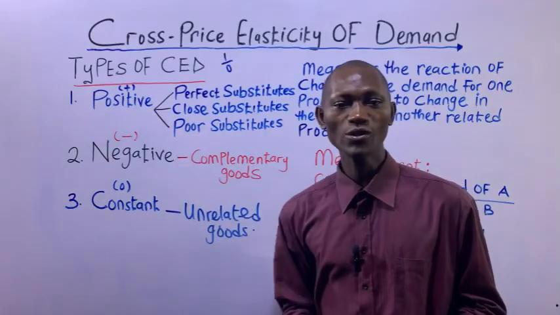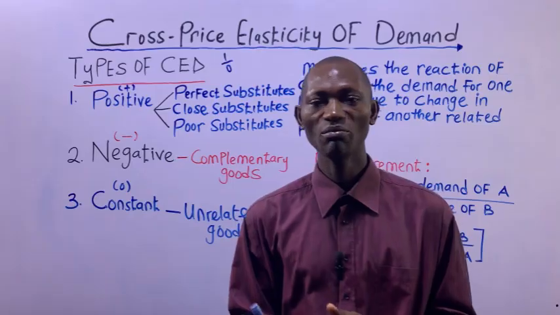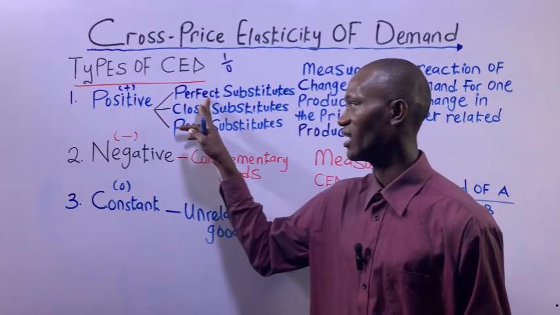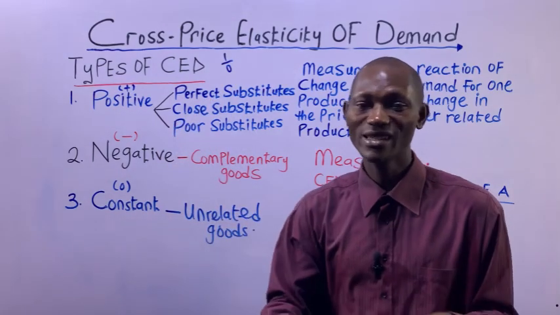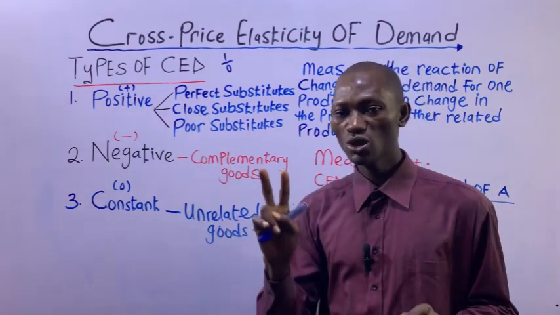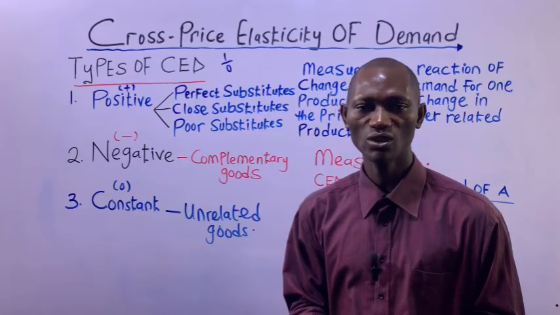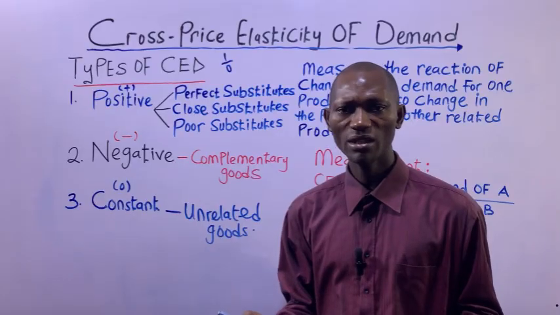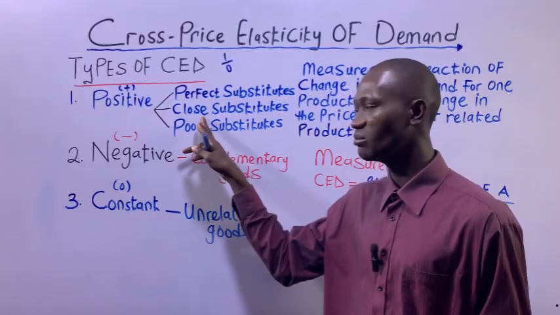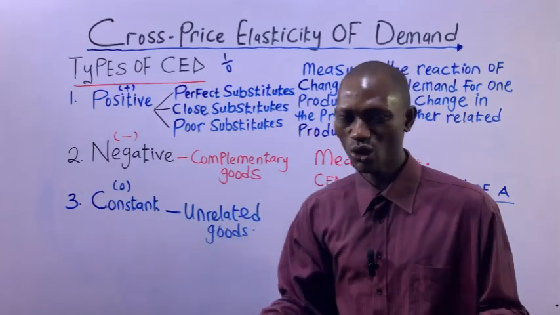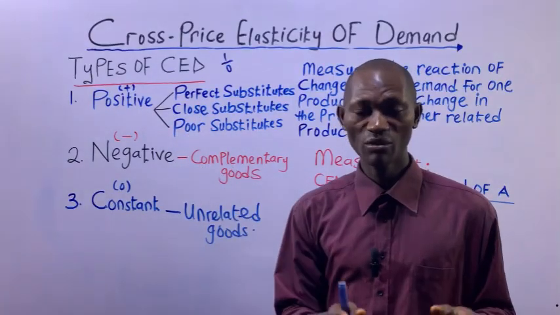Then close substitute. By that we mean two goods can be used in place of one another. Remember, I did say that the satisfaction you get from perfect substitutes is exactly the same. But here, the two or three goods that are close substitutes give similar satisfaction. So in terms of price, they may be the same. In terms of taste, not the same. Here it's not the same product, whereas with perfect substitutes it's the same product, no difference whatsoever.